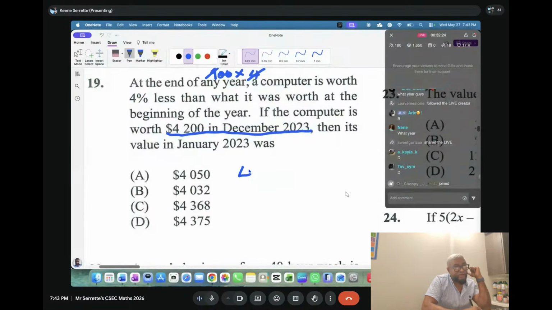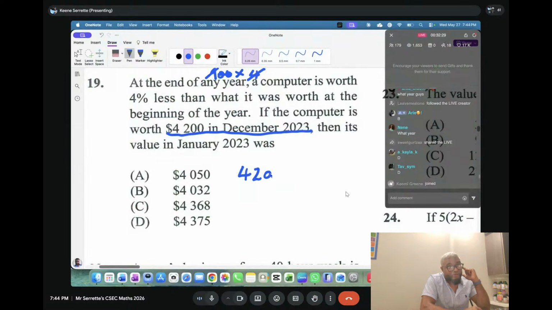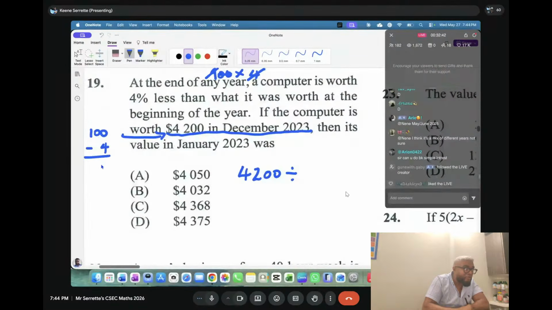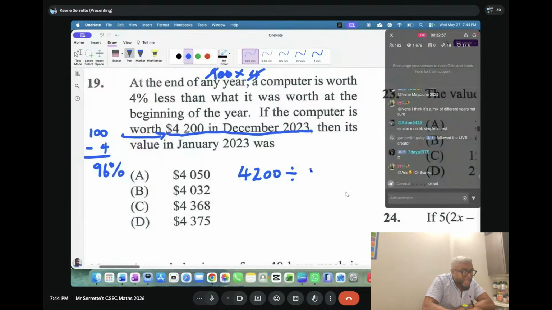If they give you the value after it decreased in worth, all you have to do to get back the original value is divide by the percent this value is. How much percent is this value? It's going to be 100 minus the 4%. That will be 96%. That's all you have to do to get back the original value. That's all you have to do to roll back your values, right? So this will be 96%, which is 96 over 100.